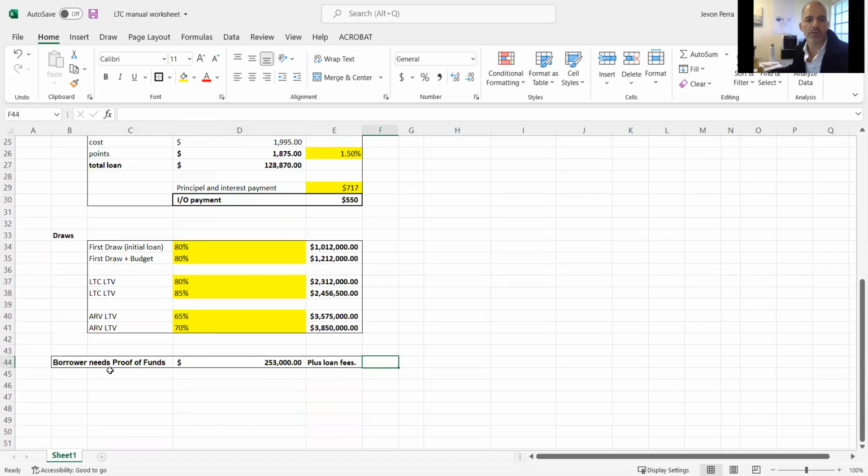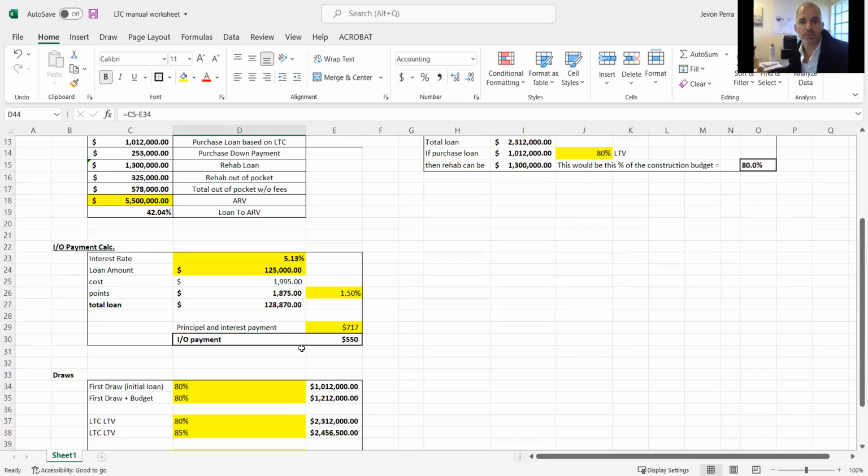Down here, borrower needs proof of funds. This right here is really just the down payment, the difference between the purchase price and the loan that we're funding. So that's what that is.